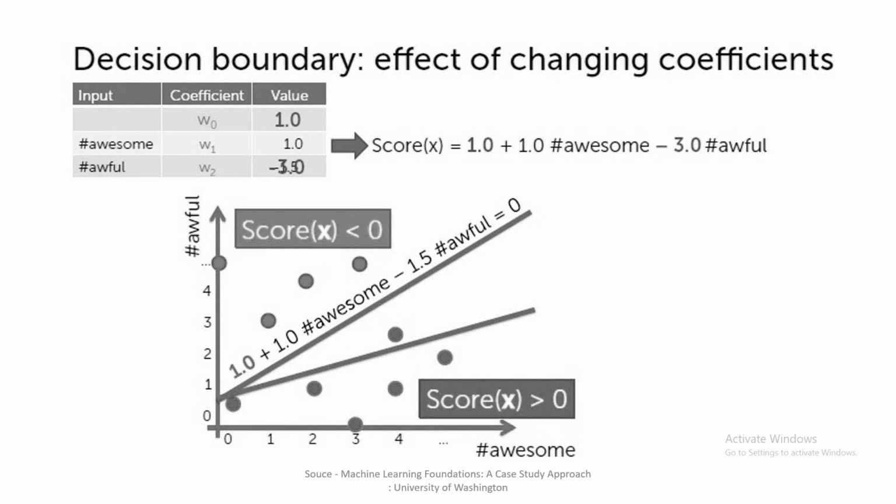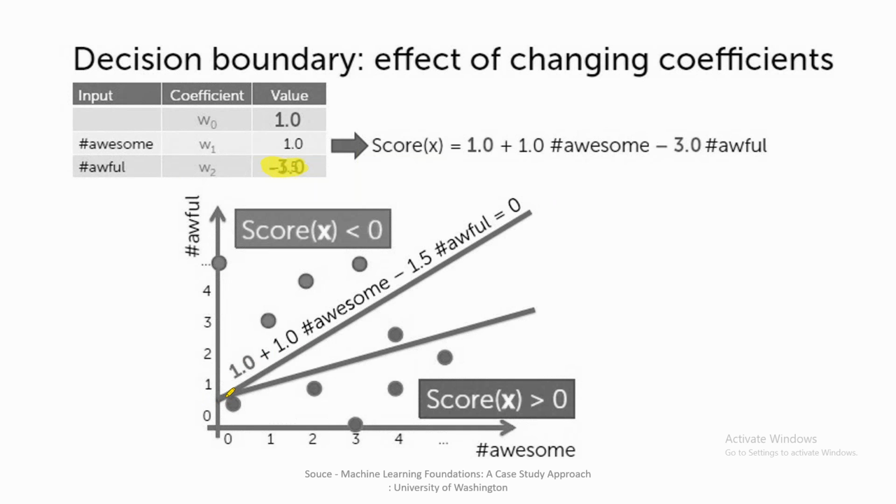What happens if I retrain the model? Let's say I retrain the model, and now I am getting the coefficient of awful as -3 rather than negative 1.5. Earlier I was getting 1.5, and now I am getting it as -3.